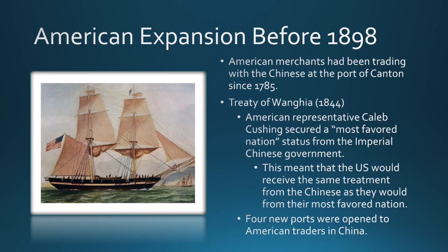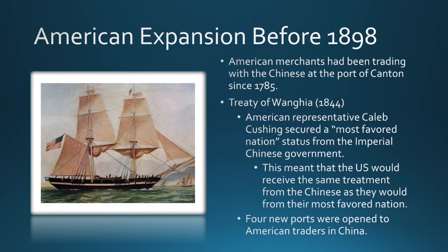Eventually we have something called the Treaty of Wanghia, which is our first real step into China. In 1844, American Representative Caleb Cushing secured most favored nation status from the Imperial Chinese government. This meant that the United States would receive the same treatment from the Chinese as they would from their most favored nation, in the sense that any new powers or abilities bestowed on a foreign country by the Chinese government would also be bestowed on the United States.